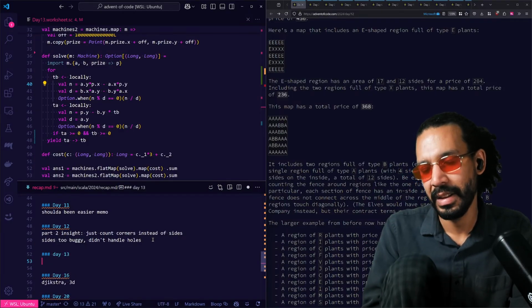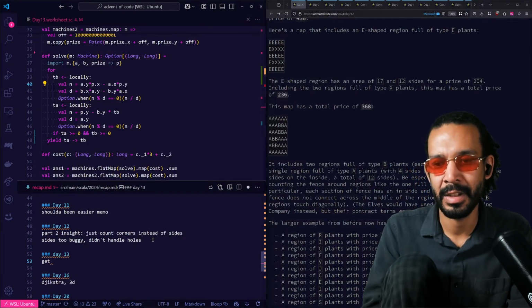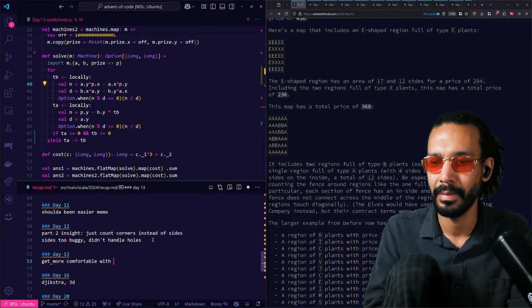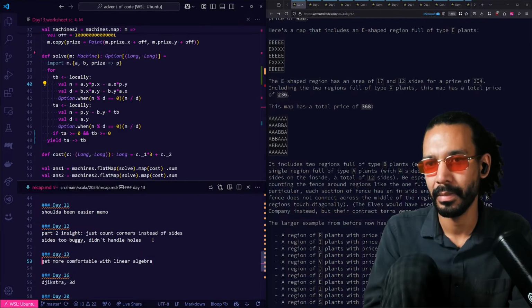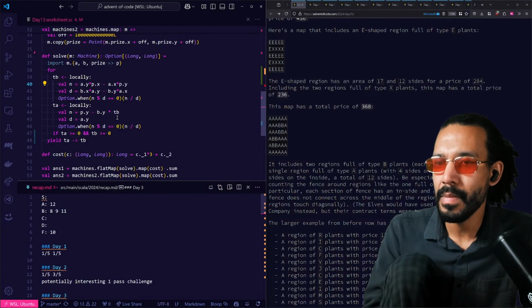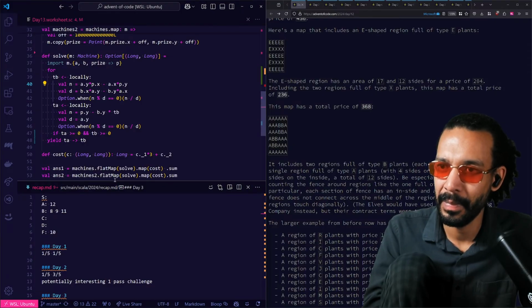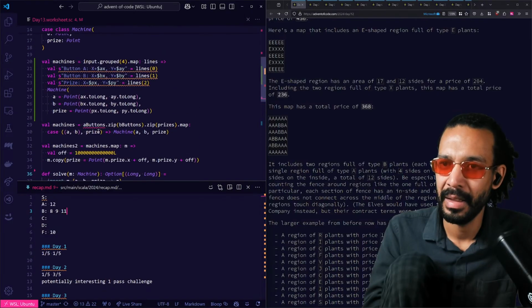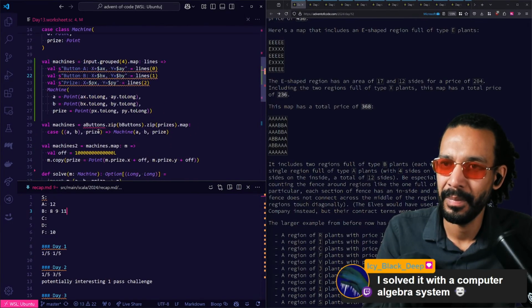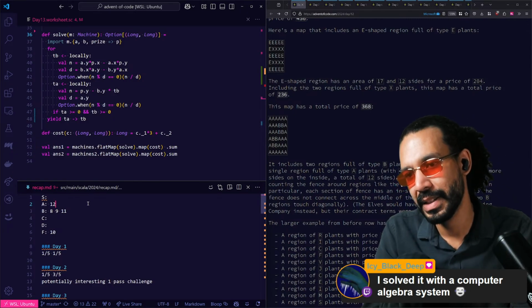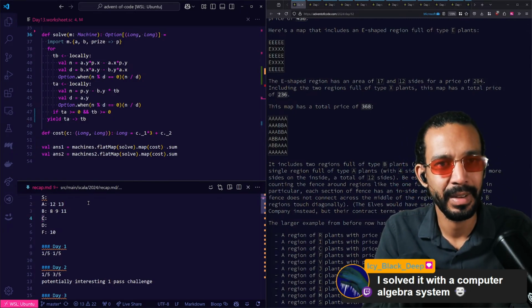Day 13. I need to get more comfortable with linear algebra. Okay, I mean, I like that it pushed me to think about that. And I like that it was kind of mathy. I'm going to say 13 is part of my A tier.